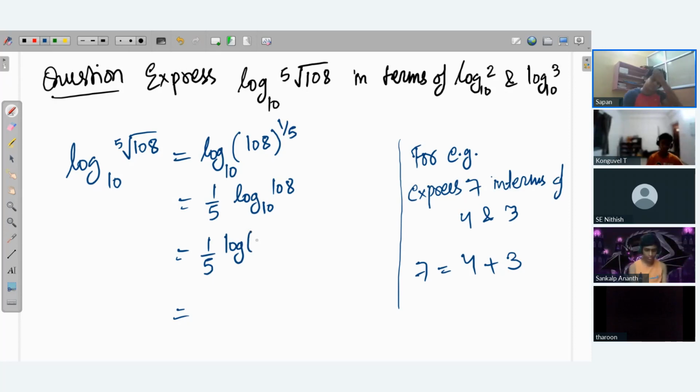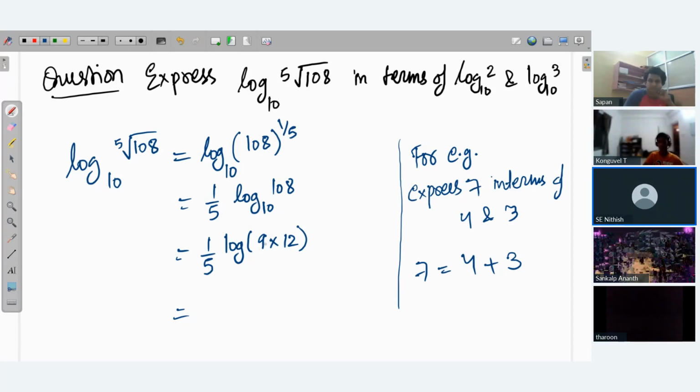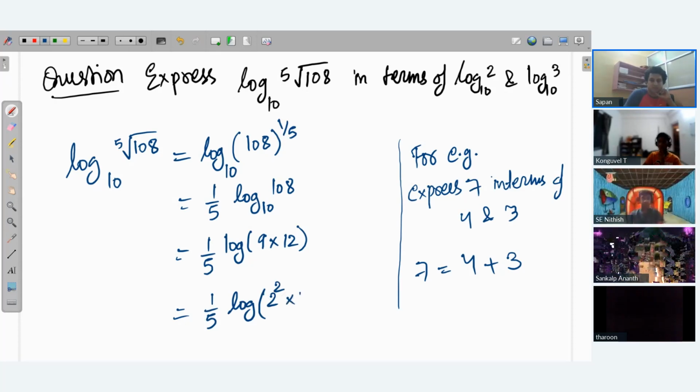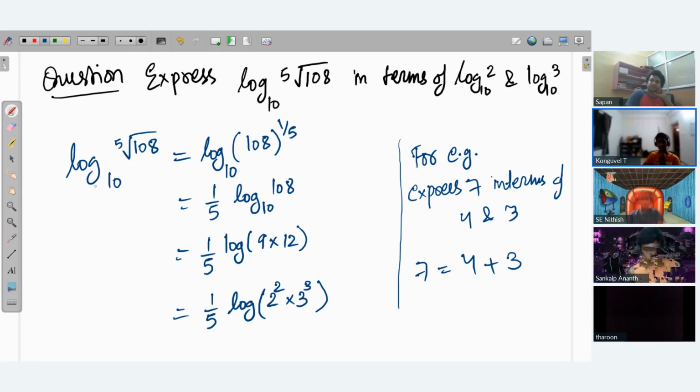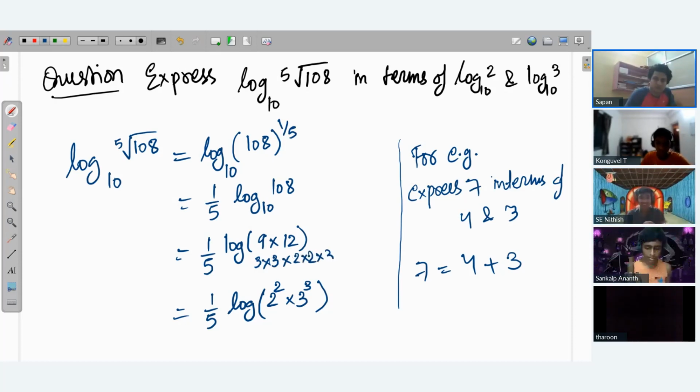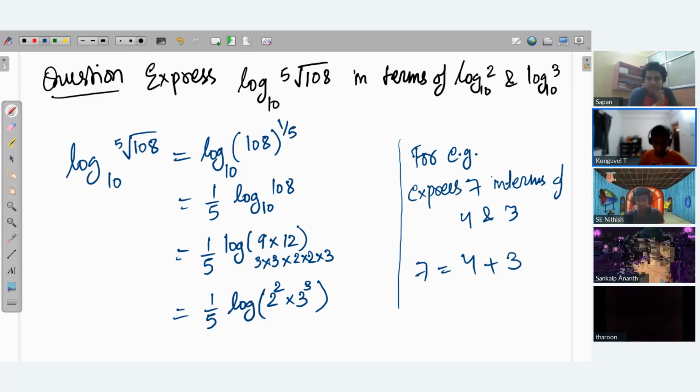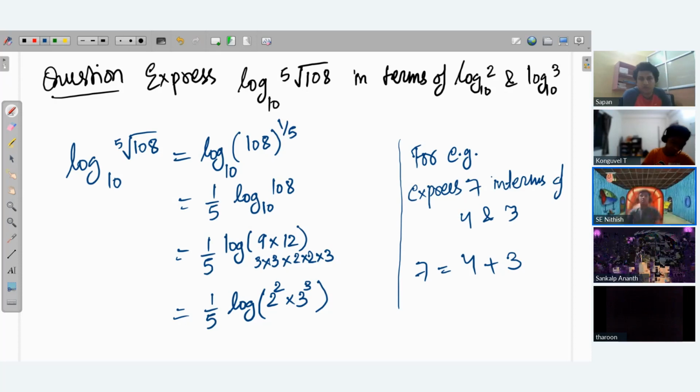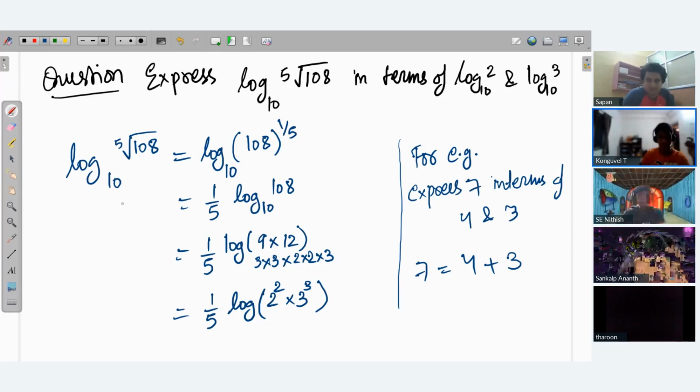Now 108 is a multiplication of 9 into 12, so probably we can write it as 2 square into 3 cube. 2 square is 4 and 3 cube is 27. 4 into 27 is 108, right? Yes. You forgot the 10 of the base.